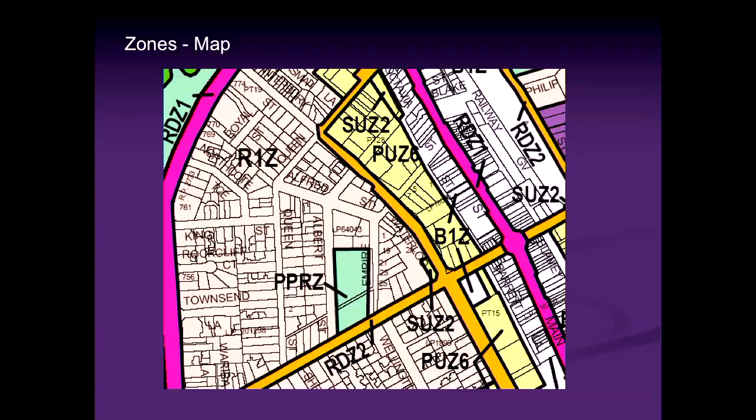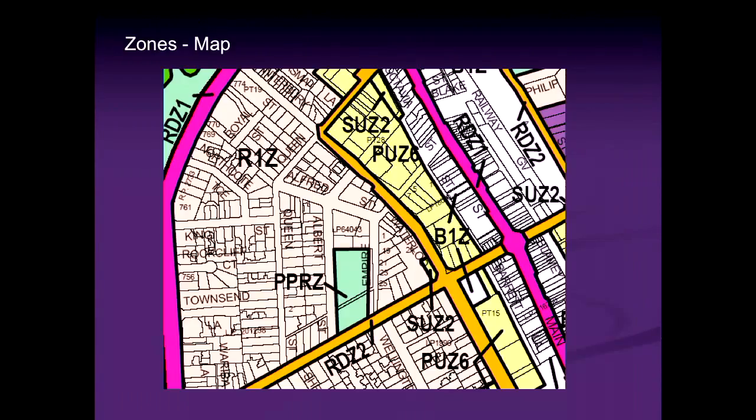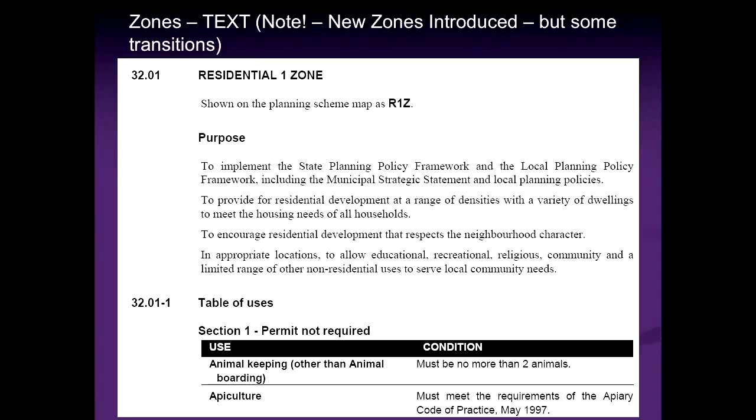So, residential one zone, that sort of peach colour it looks like there, a range of things you can and can't do and need permits for in there and so forth. So those acronyms and colours essentially make a link into the text itself. So look there, residential one zone, R1Z. I wonder if I can build, I don't know, a house there. And then you go to the zone and it says shown on the planning scheme map as R1Z.